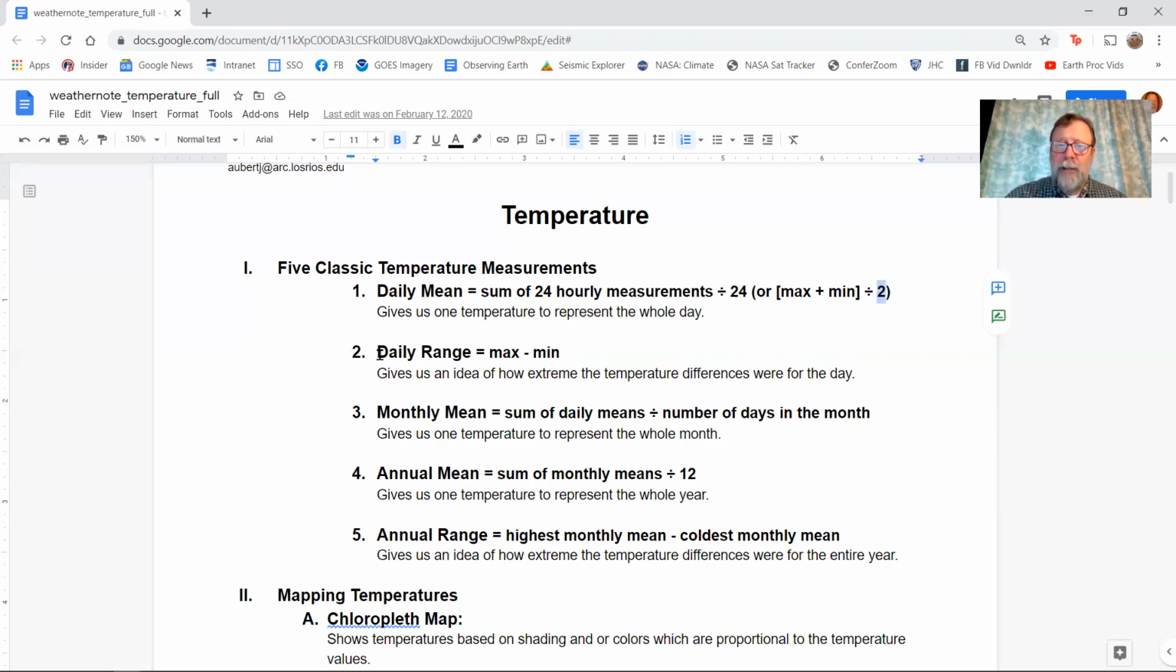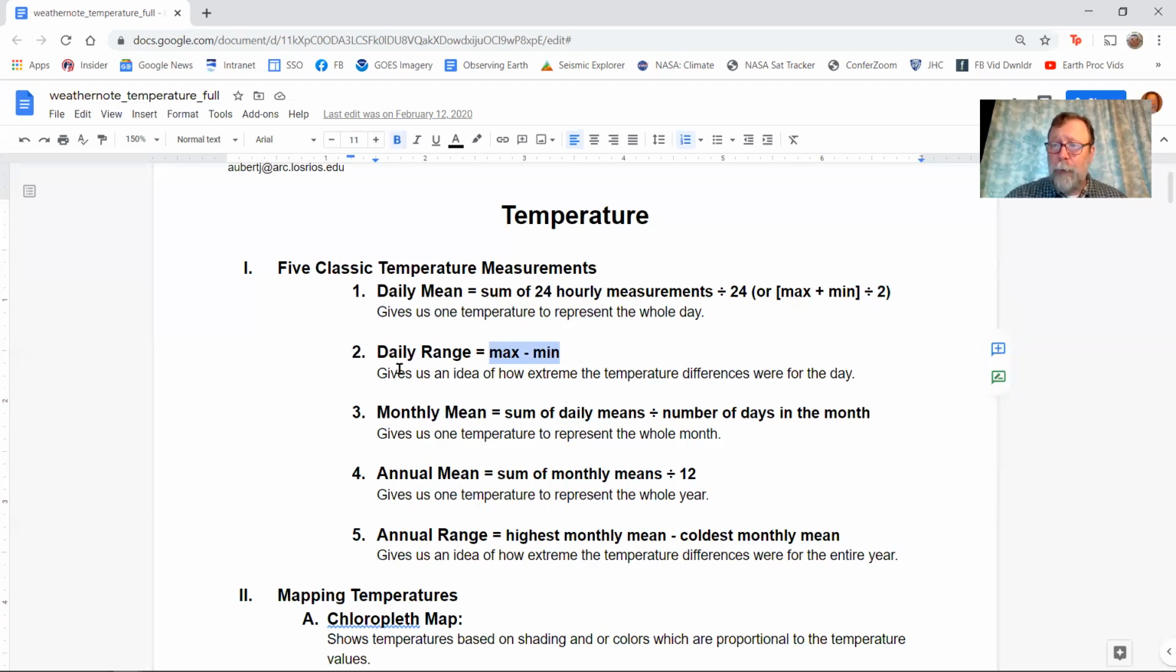What about the range, the daily range? This is really important to understand. It is not a temperature. It is a temperature difference between the maximum and minimum, the highest and the lowest for the day. And this is really important because a high daily range means that there were generally extreme temperatures during the day, that the high got pretty hot and the low got fairly low in comparison.